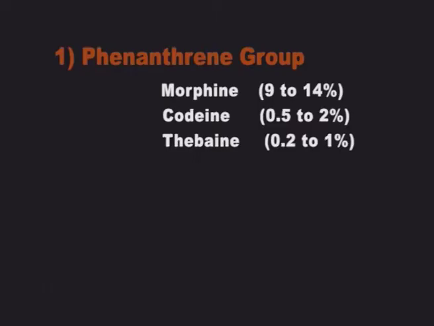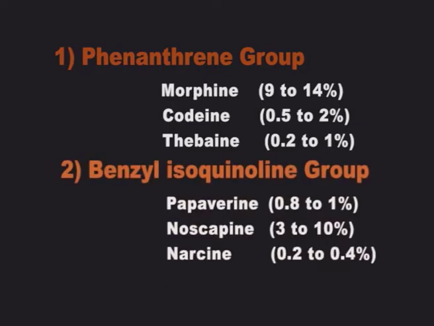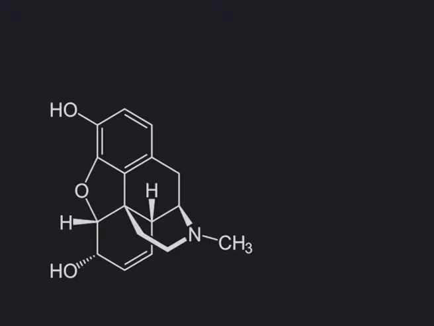Phenanthrene series: morphine contains 9 to 14%. Codeine content is 0.5 to 2%. Thebaine is 0.2 to 1%. Benzylisoquinoline series: papaverine 0.8 to 1%. Noscapine 3 to 10%. Narceine 0.2 to 4%. You know, my dear student, the main alkaloid of opium is morphine. That is the most potent alkaloid present there.